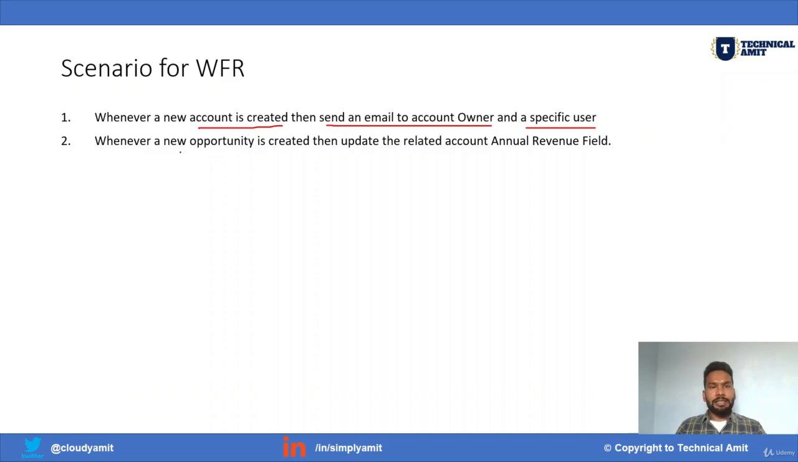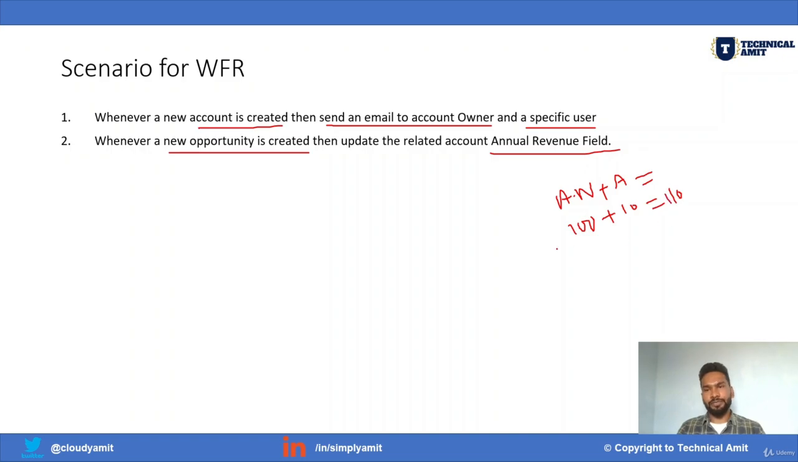The other scenario says that whenever a new opportunity is created, we need to update the related account's annual revenue field. The value should be whatever annual revenue is already there plus the amount of our opportunity. So if the account already has annual revenue of 100 and the amount is 10, then the value on the account record will be 110. That's what we need to do using the second workflow rule scenario.